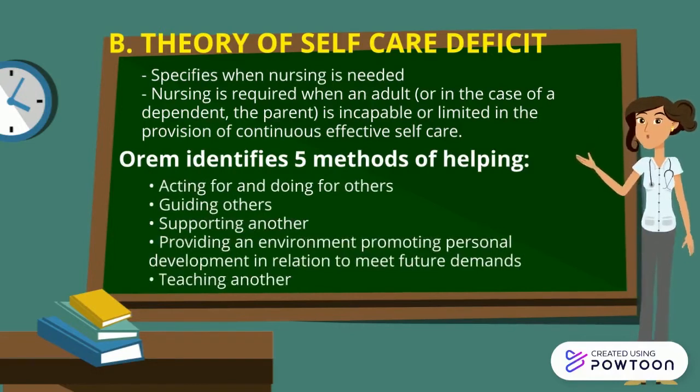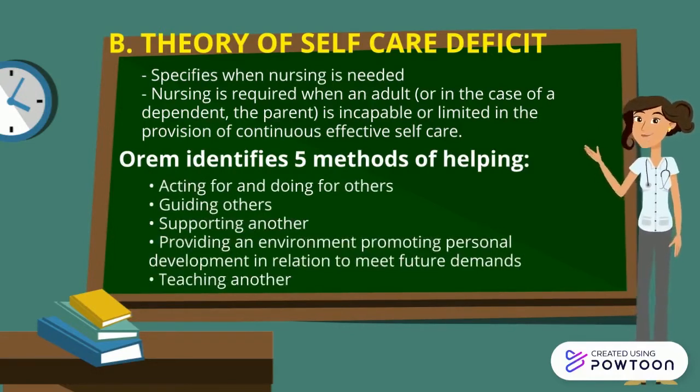The first one is acting for and doing for others. The second is guiding others. The third is supporting another. The fourth is providing an environment promoting personal development in relation to meet future demands. And the last one is teaching another.